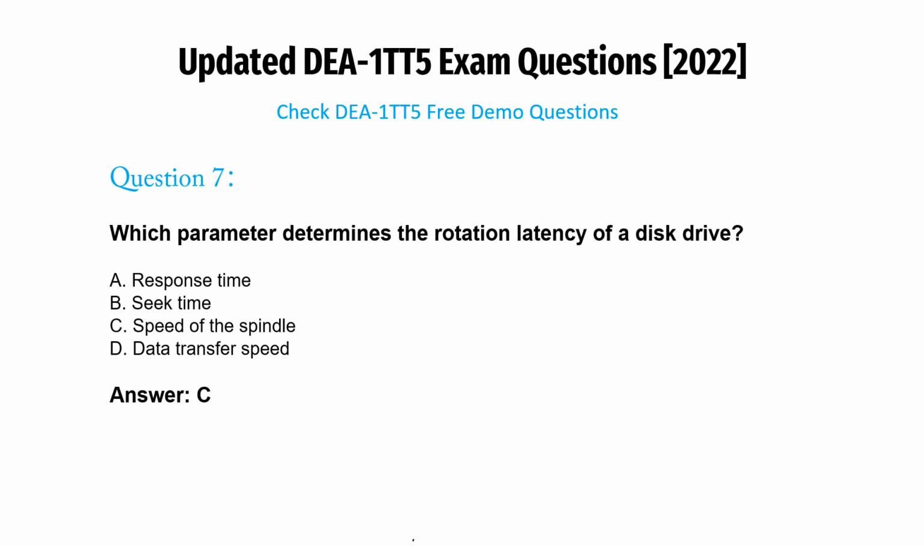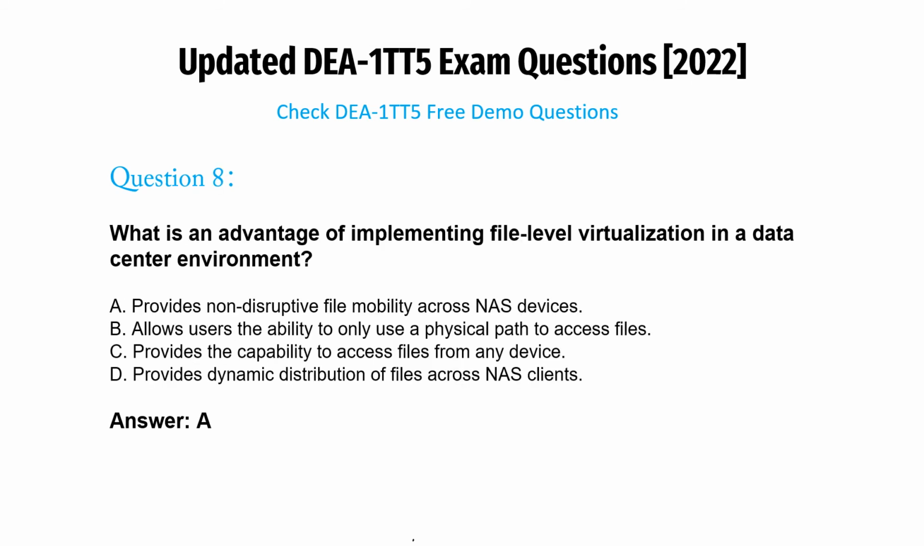Question 7. Which parameter determines the rotation latency of a disk drive? A. Response time. B. Seek time. C. Speed of the spindle. D. Data transfer speed. Answer. C.